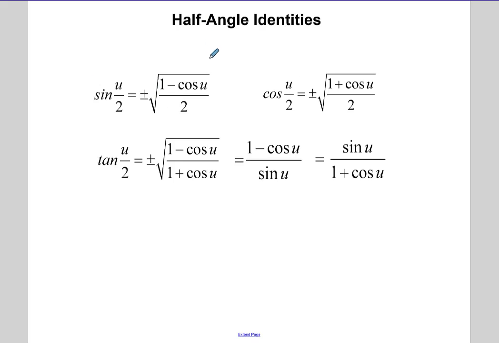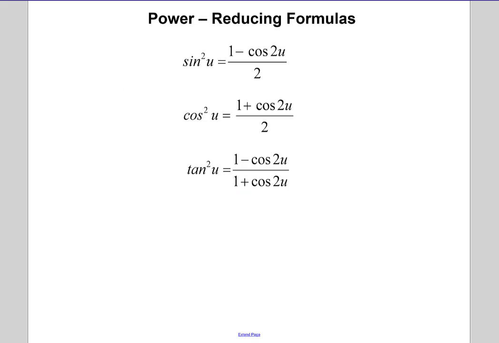There are half angle identities when you want half of an angle. Sine and cosine look very similar. The only difference is the subtraction in the sine of a half angle and addition in the cosine of a half angle. And then again, tangent has 3 different formulas that can be used interchangeably.